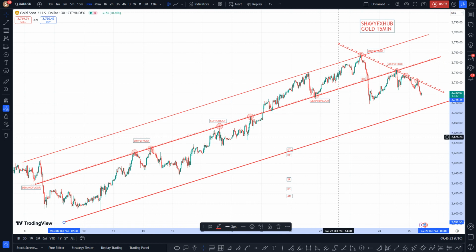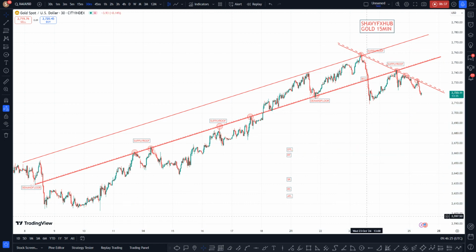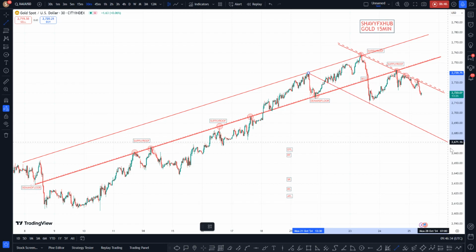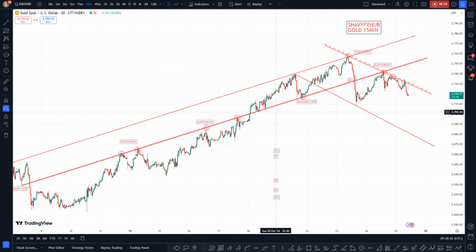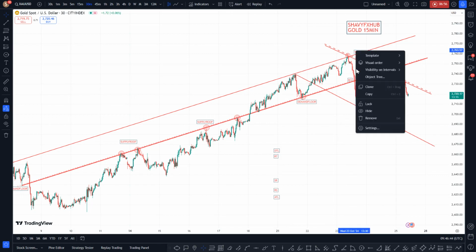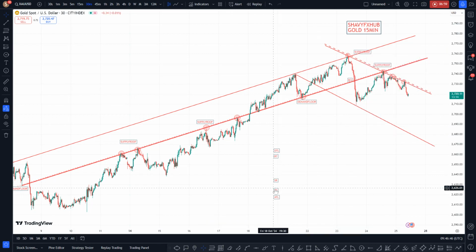The next thing to do, let's take this off. The previous all-time high: break of structure, retest. This was a former high, a resistance structure, ROS.